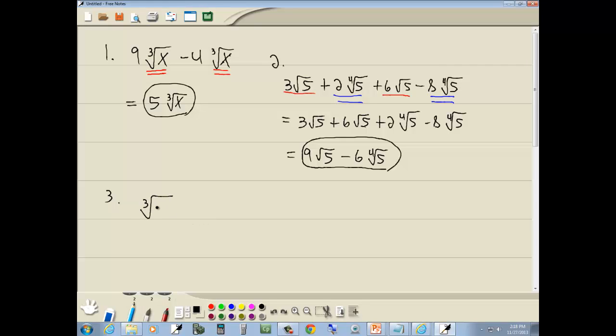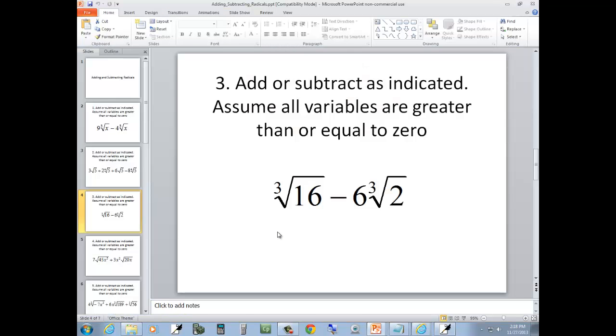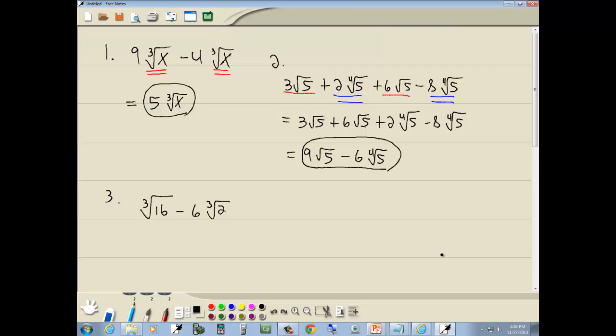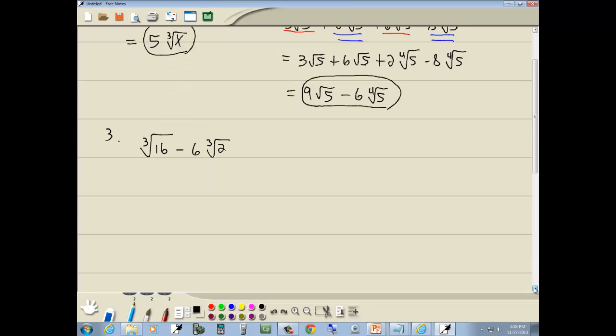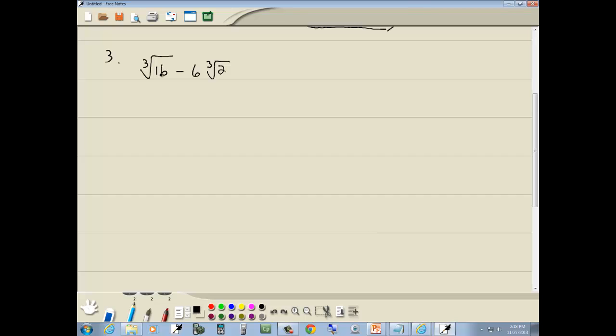Now here we have the cube root of 16 minus 6 cube root of 2. The radicals are different, so we can't combine them together, but 16 looks like something I can simplify. If I do the factor tree on it, I start with my first prime, which is 2. It is divisible by 2. 2 times 8 gives you 16.